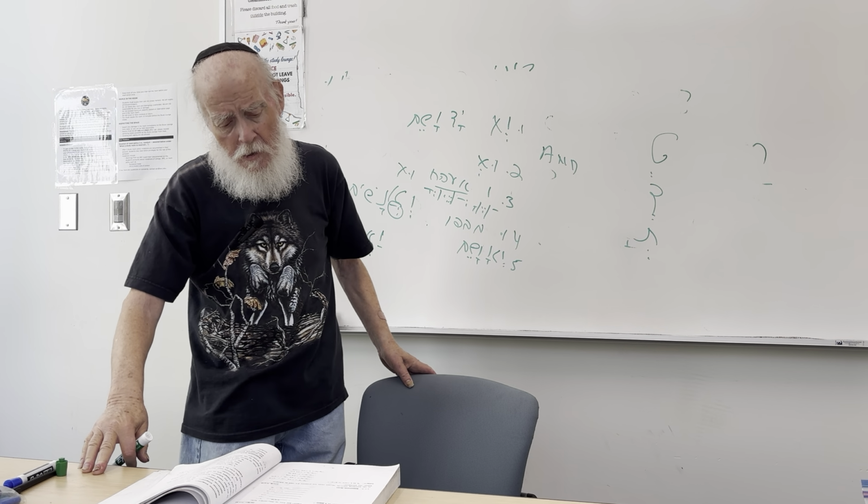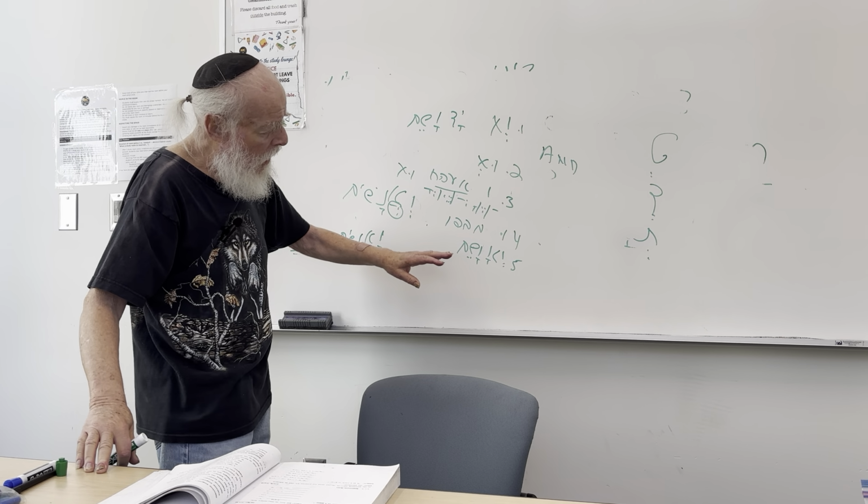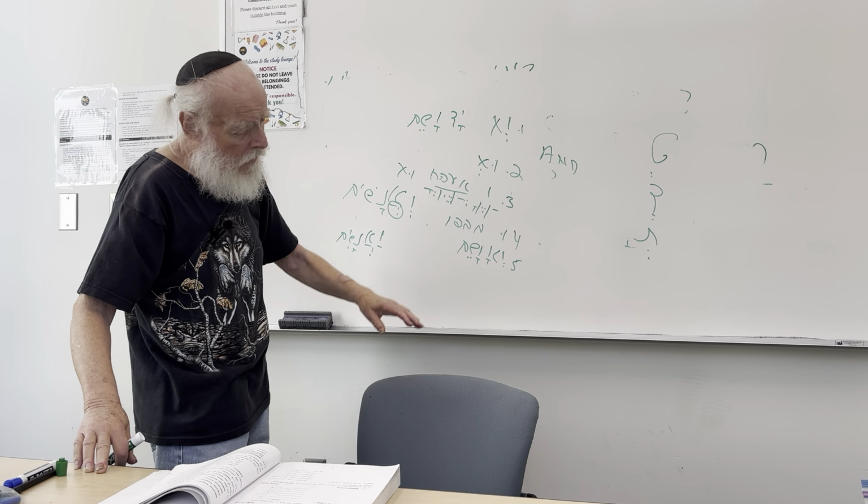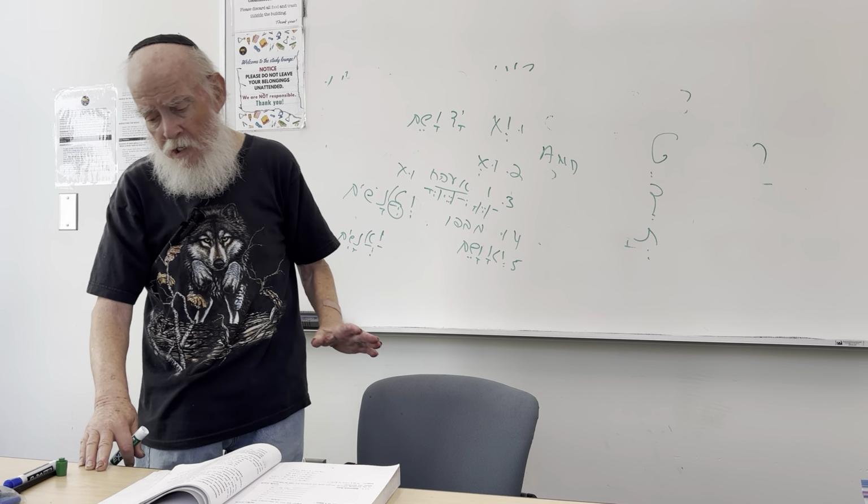That's it. These are the pointings that deal with the vav letter. Five different vocalizations of the vav. The normal pointing is a shva.